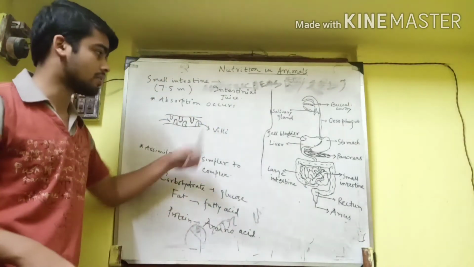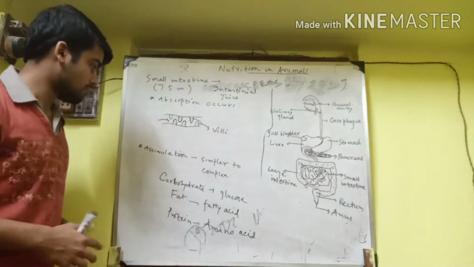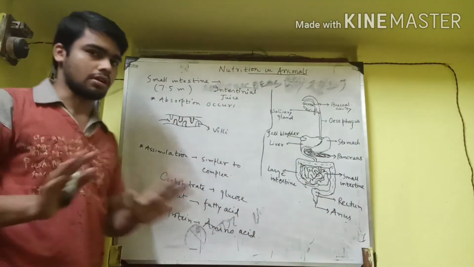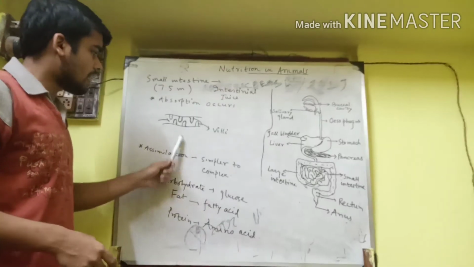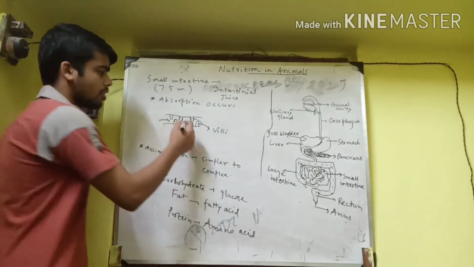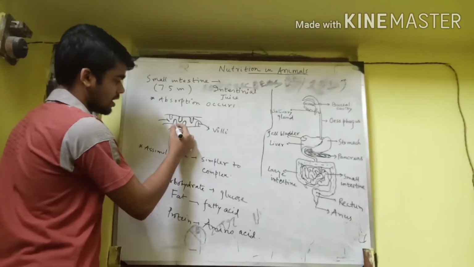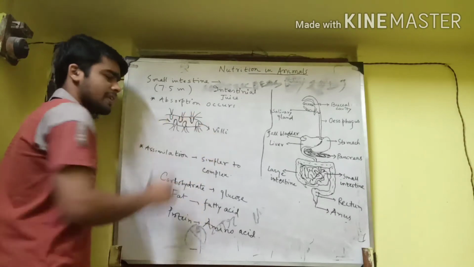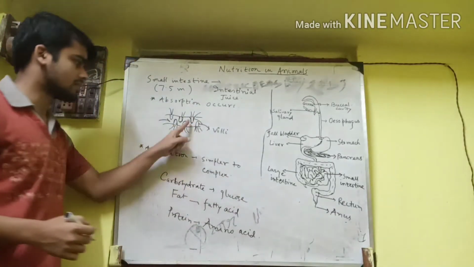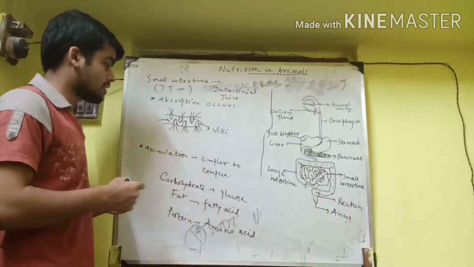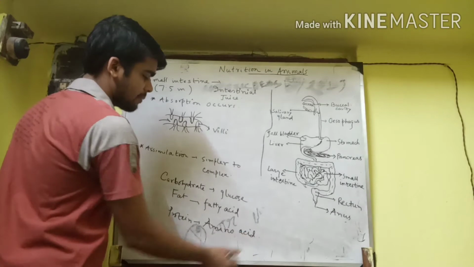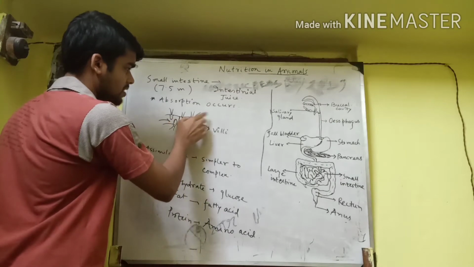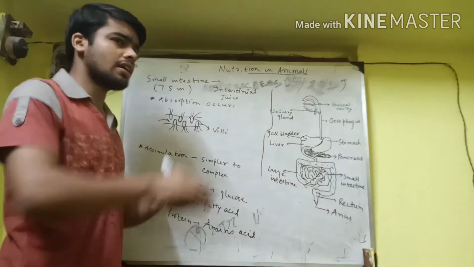What is the function of the large intestine? I will tell you after some time. So mainly, absorption occurs. After absorption, many blood vessels are connected with the villi, and when glucose, fatty acid and amino acid are absorbed by the villi, they pass through these blood vessels throughout the entire body.